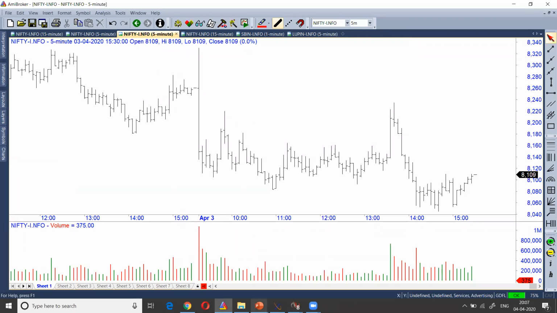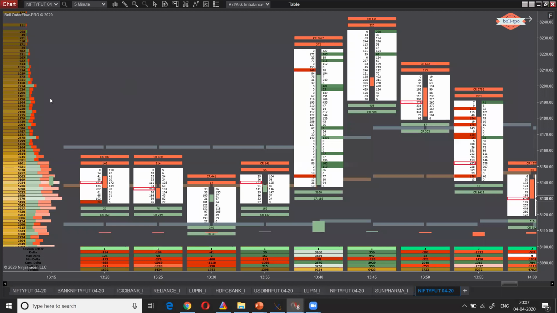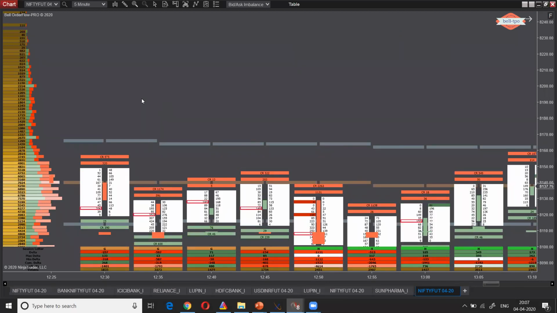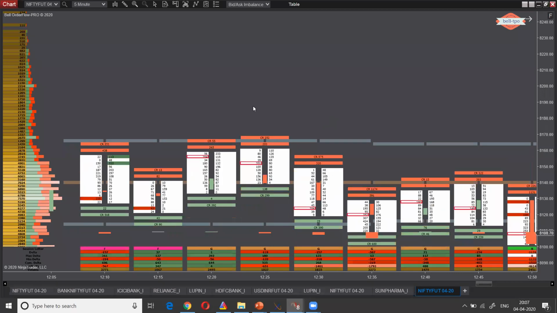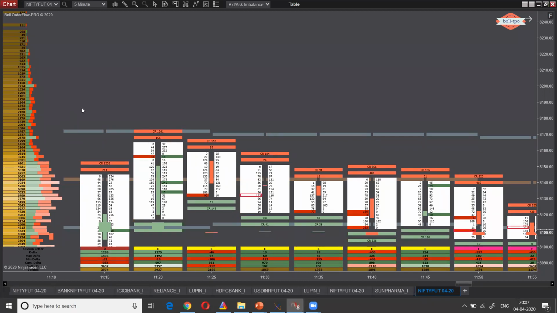Let me show you the same 5-minute chart from the order flow perspective. In today's session I've been using the NinjaTrader 8 platform, and on top of that I'm using the bellorderflowpro.com order flow indicator, the latest version. So let me go to last Friday's activity.